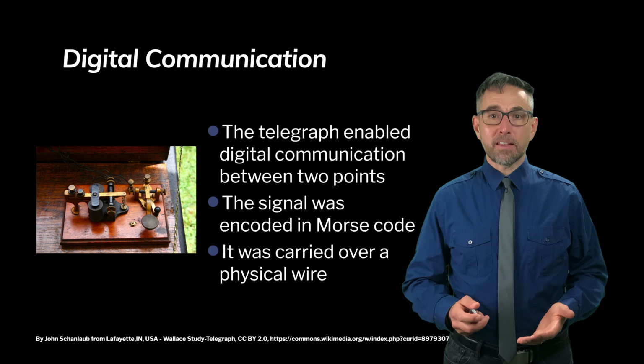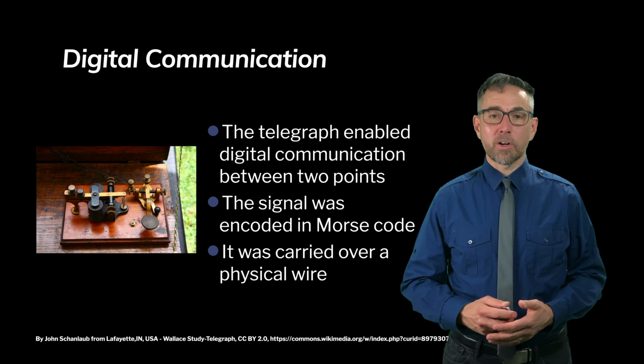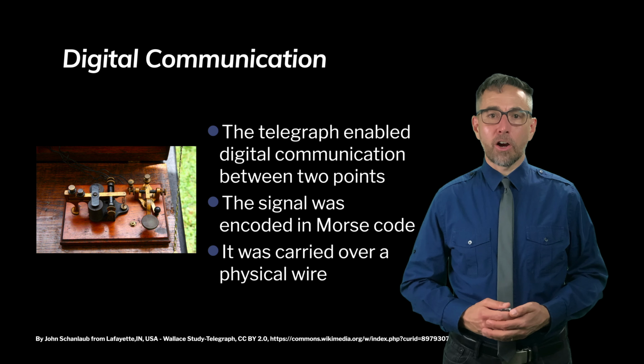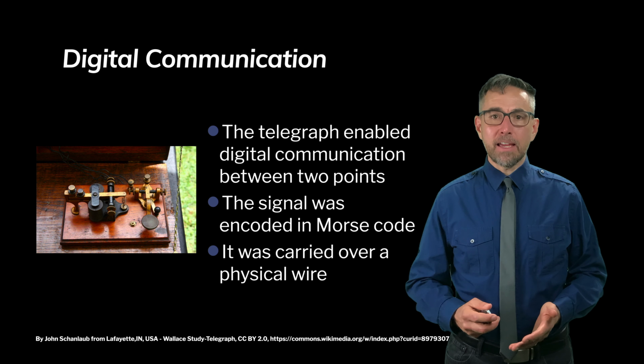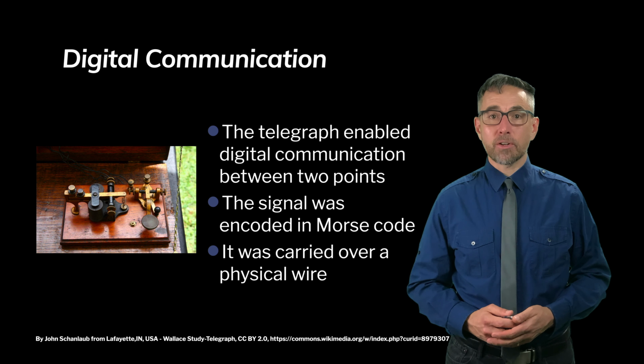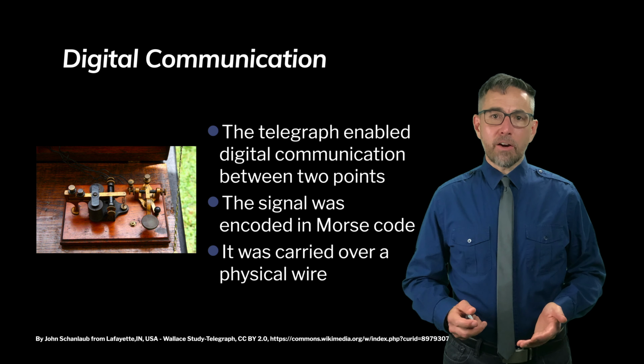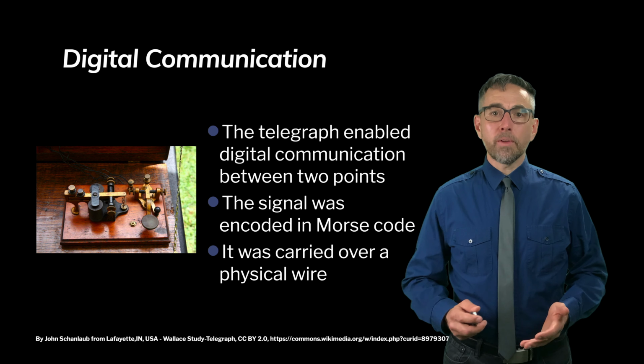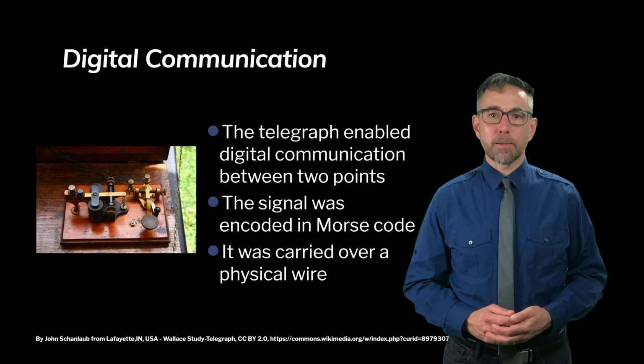In some cases, these communications were rigged to be sent over the barbed wire that went around large fences, and eventually they were able to be sent across country over transmission wires. Initially they were carried over physical wires, and it was only possible to send them from point to point.